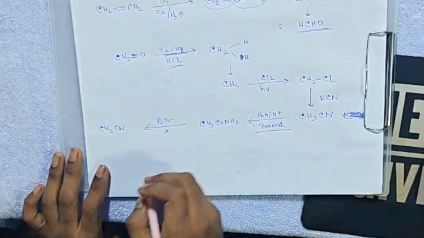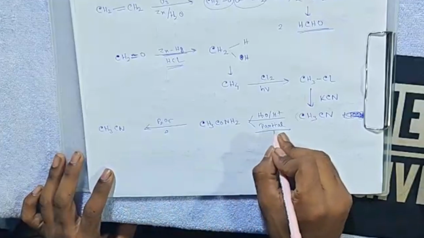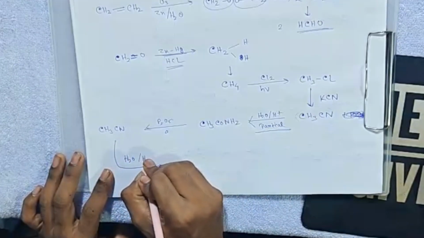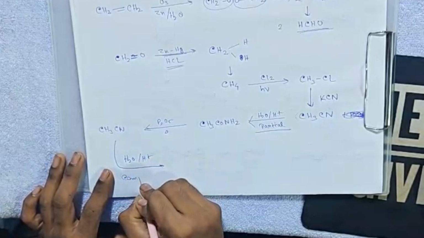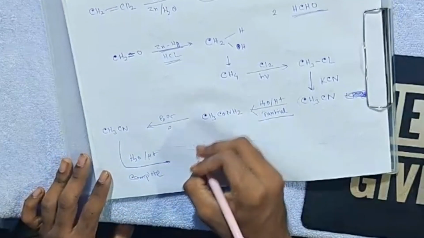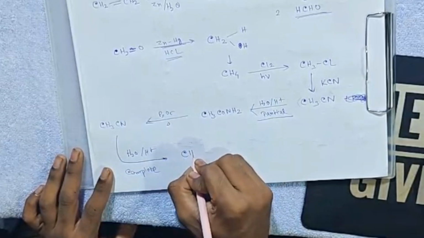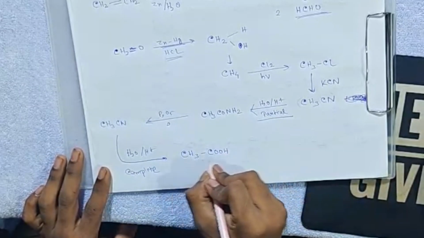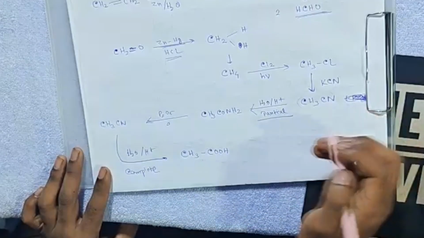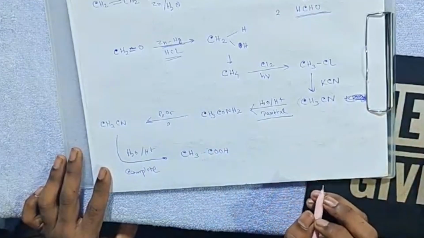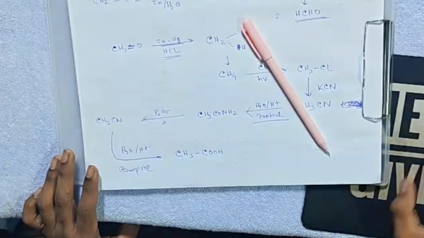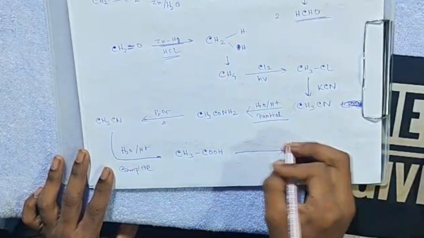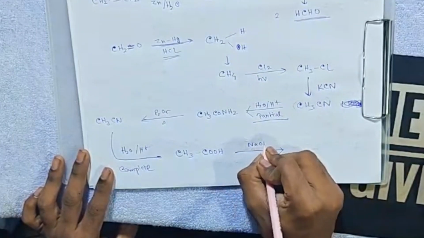Simple. Now one question may come to your mind: if in place of partial we have given complete, meaning H2O, H plus complete, too much water, then simply this CN will convert to COOH. If too much water, COOH. If only a little bit of water, then CONH2. Remember this.